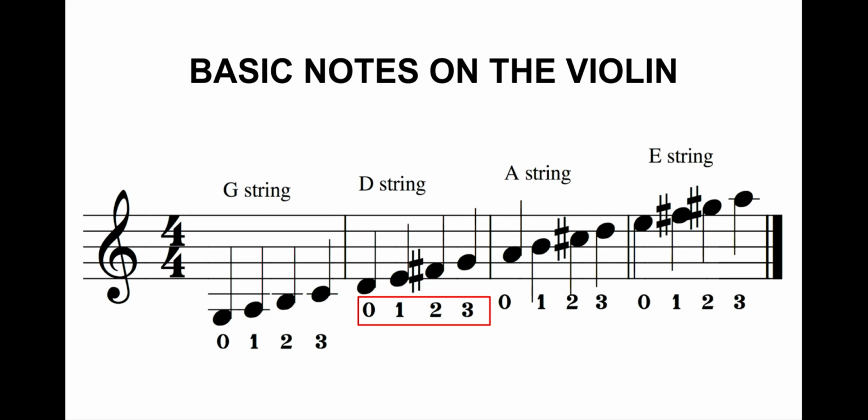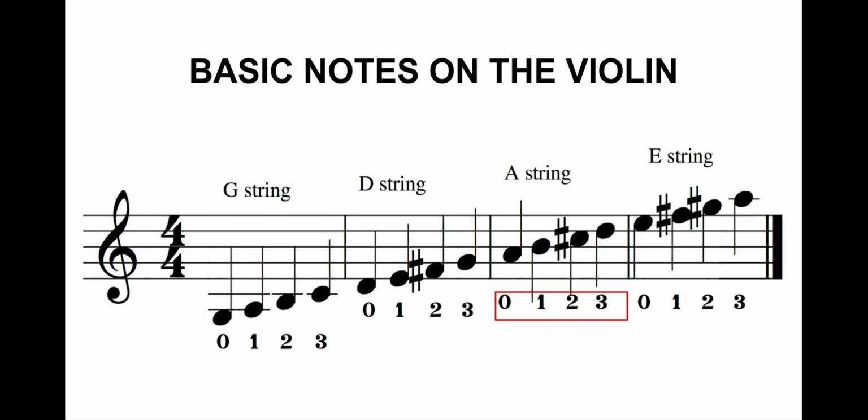The next note is a first finger, E. The next note is an F sharp, 2. And the next note is a G, finger 3. Moving on to the A string, you have the open A.